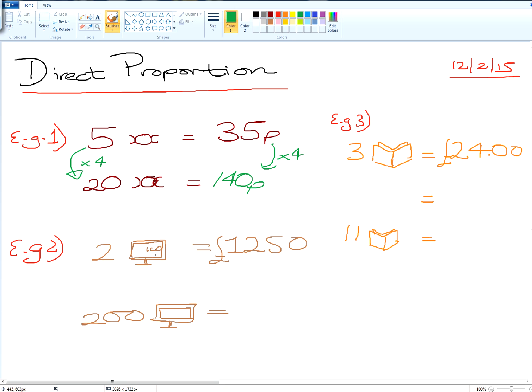Two LCD TVs are being sold in a shop for £1,250. A school or a big university needs them for all the different departments, so they make an order of 200. Now, how do we get from 2 to 200, Bilal? Times by 100. Well done. So now you're doing 100 times the 2. 2 times 100 is 200.